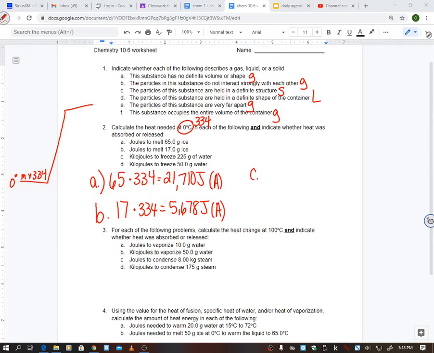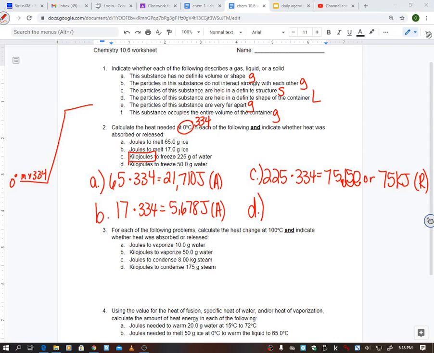All right, let's look at C. It says 225 grams, so there's my grams, and I'm still at 0 degrees, so 334. Now this is 75,150, or they want this in kilojoules. If you notice here, kilojoules, that means you're going to move that decimal 1, 2, 3, 75 kilojoules. Now you are freezing, so you're not absorbing. If you're absorbing heat, you're getting hot. This is freezing, so I am releasing energy.